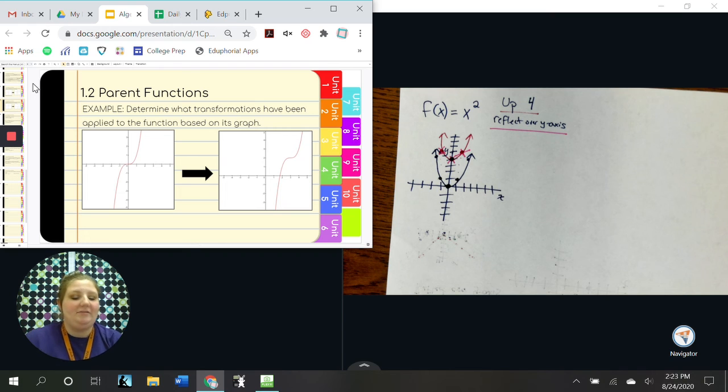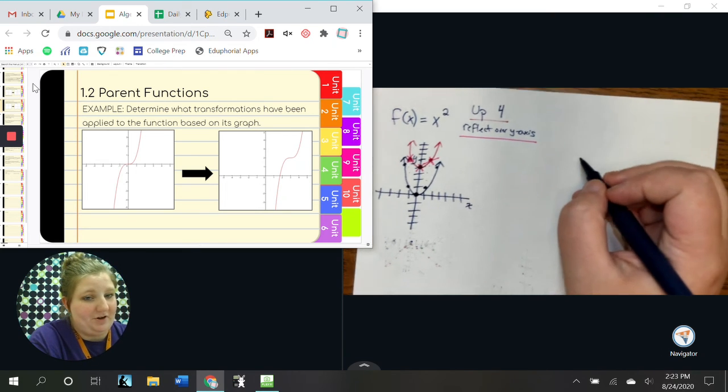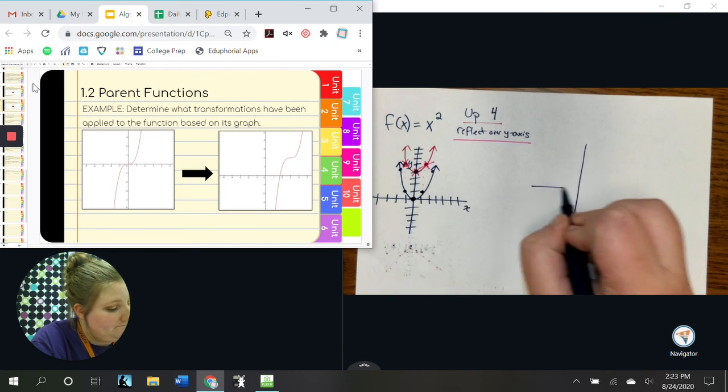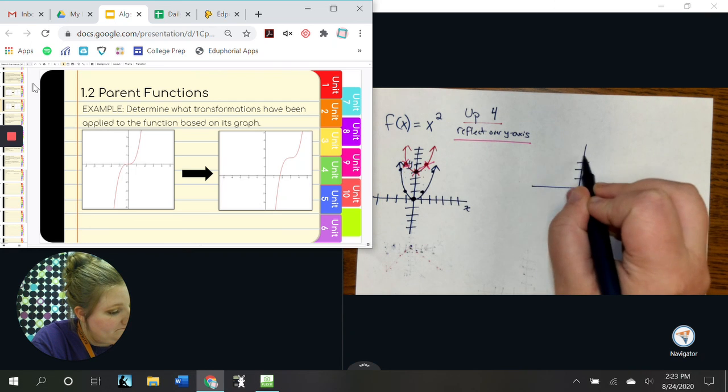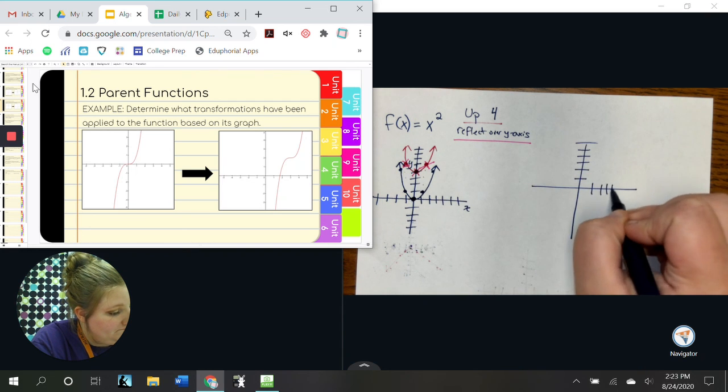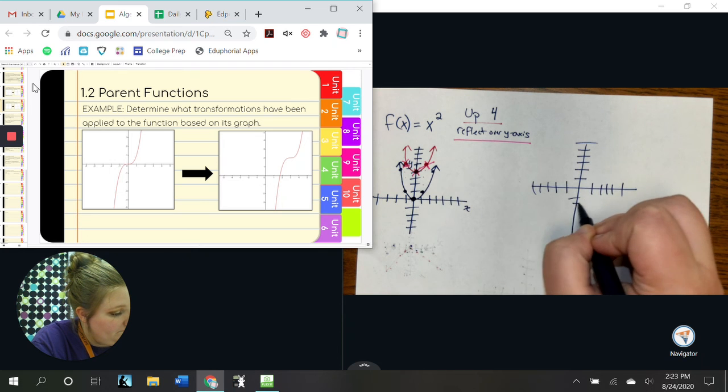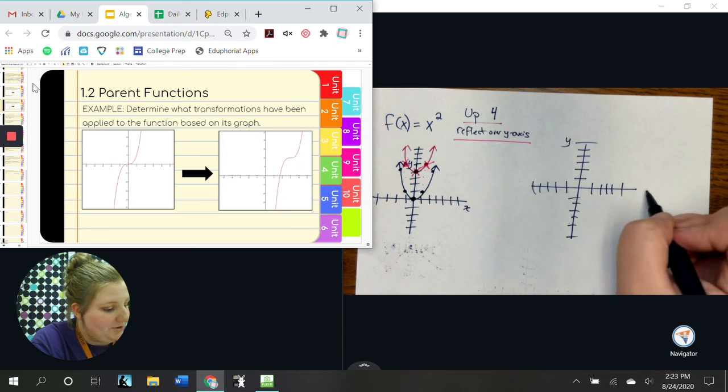So our final graph, if I come over here and draw it, you always have to wait for me to put the tally marks on, I'm sorry.